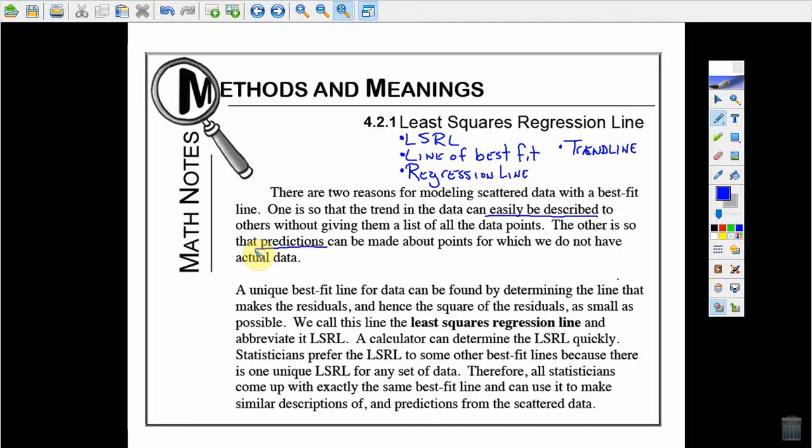The second one's probably the more important. Maybe someone you're talking to needs to know the equation, but usually they just want to know the answer. They want to give you, the person analyzing their data, all the numbers and say, hey, here's the data I have. What can you come up with? What are your predictions based on that data?